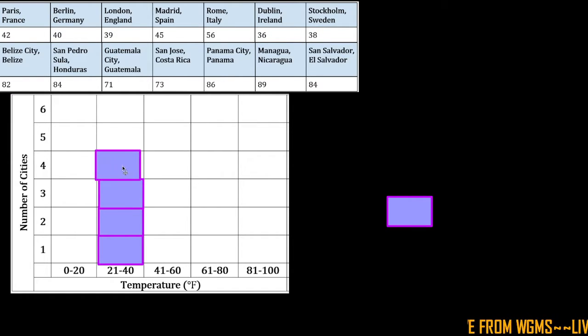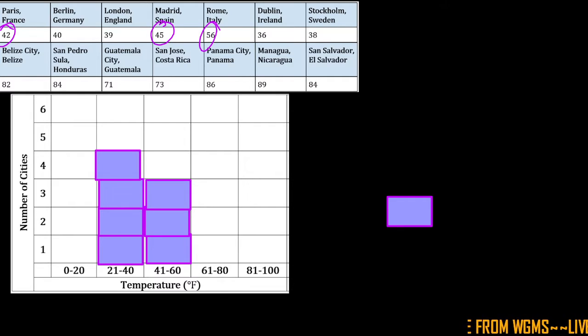So now how many cities are between 41 degrees and 60 degrees? I can count out, I have Paris, Madrid, Rome, and that's it. So again, only between 41 and 60. So for this one, I have to say that I have three cities that are in the interval of 41 to 60 degrees.